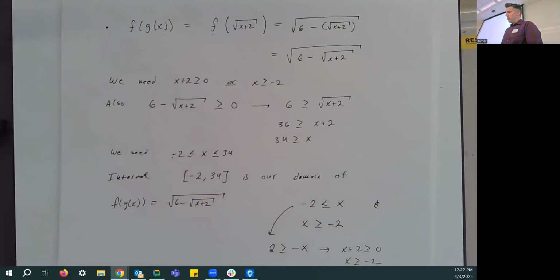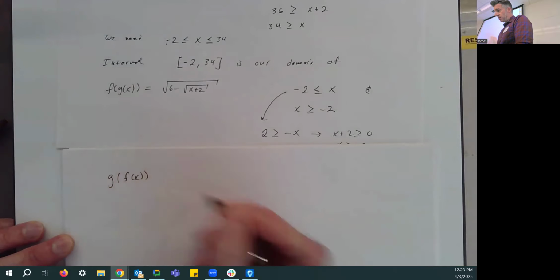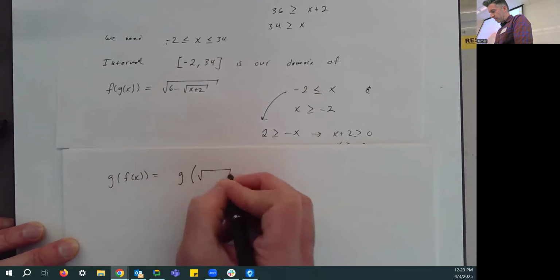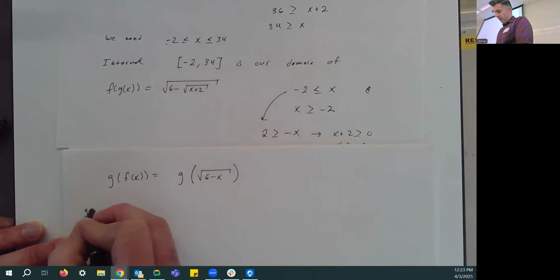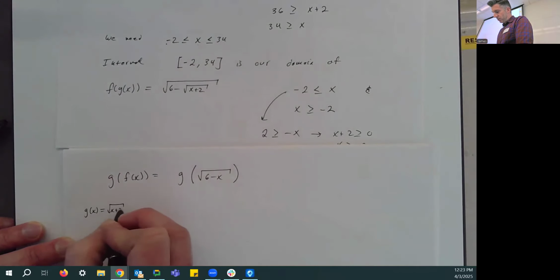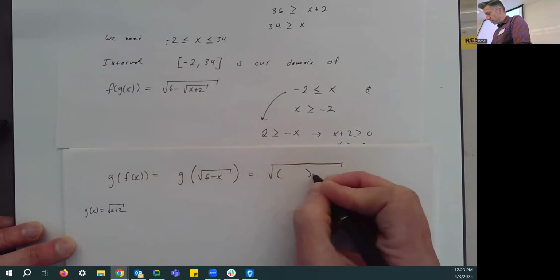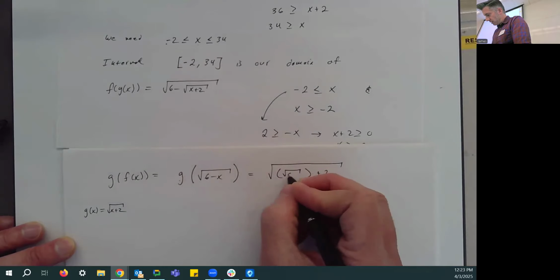Yeah. It probably is worth looking at the other composition. So instead of f of g of x, let's explore g of f of x for just a couple minutes. And then we will move on to other things. So if we look at g of f of x, working from the inside out, that's going to be g of the square root of 6 minus x. And then, just as a reminder, g of x is the square root of x plus 2. So g of some stuff is going to be the square root of blank parentheses plus 2. And then inside the parentheses is the square root of 6 minus x.